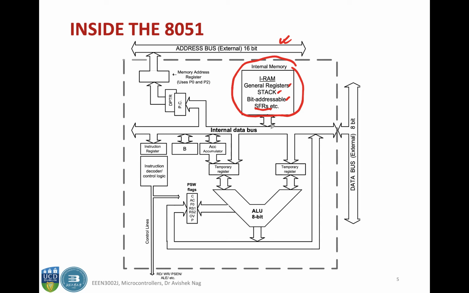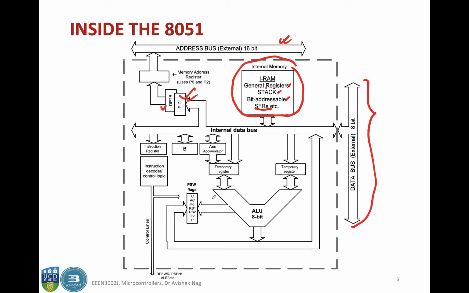Then we have the internal bus that connects with your external data bus, that is 8-bit. Okay, and the internal bus, as you can see, is passing data from one internal block to another. So for example, we have this internal memory, then data can be exchanged between this and, let's say, the program counter here using the internal bus. You also have another special function register called DPTR.